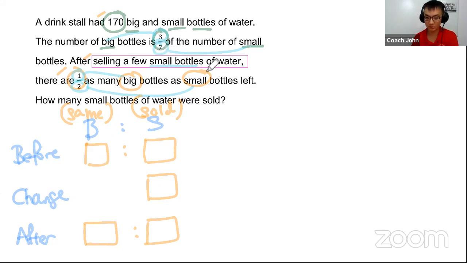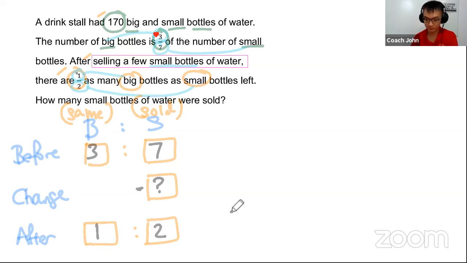Where are the fractions? We have 3/7. So let's fill in 3 for big bottles, 7 for small bottles. Then sold, so it's a negative. Yeah, it's negative. Minus to show me that it's sold. Then we have 1 over 2, so 1 over 2.